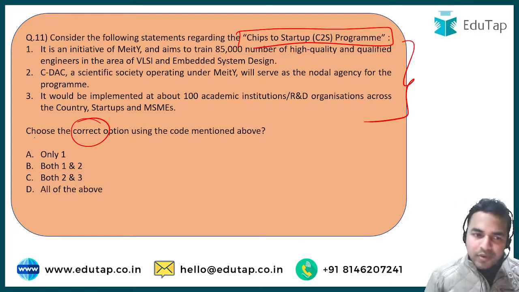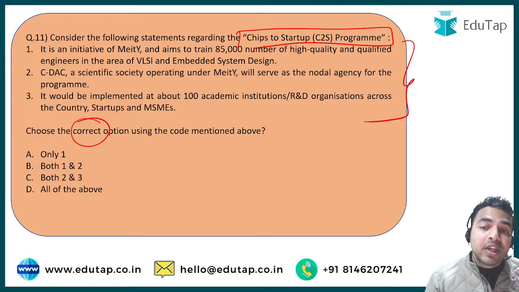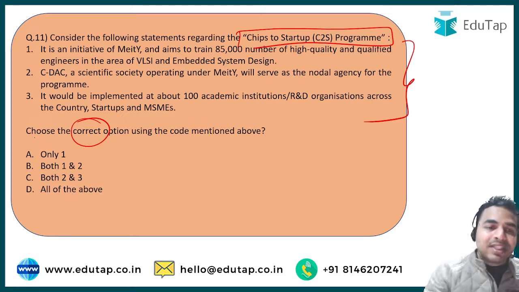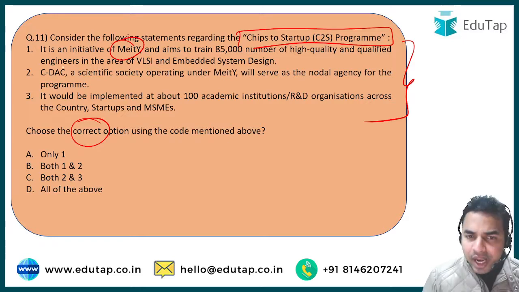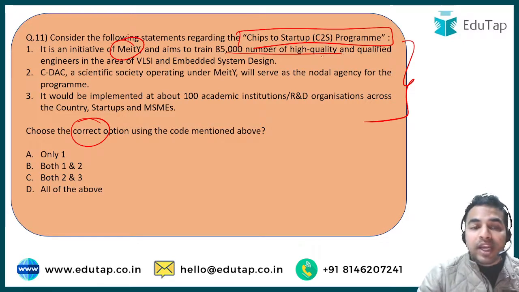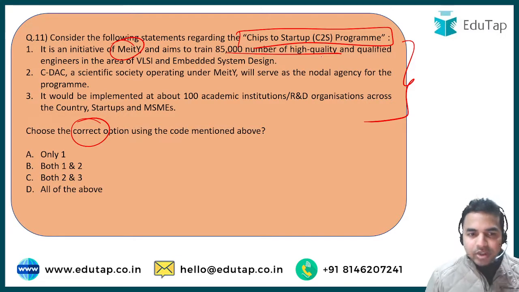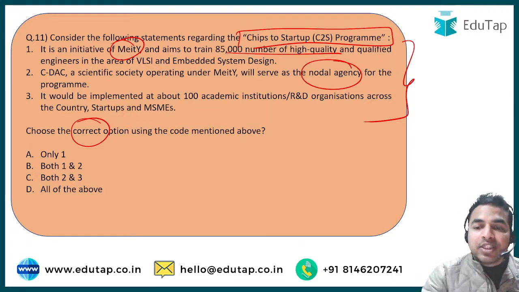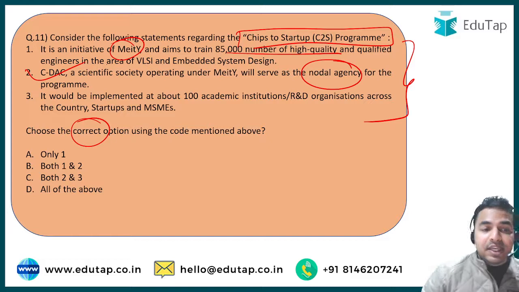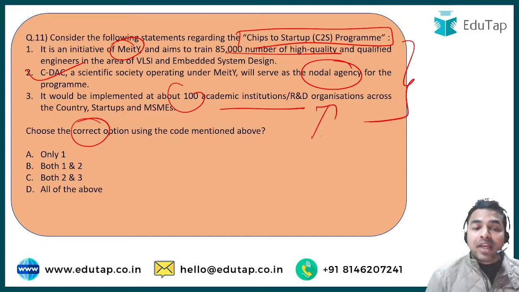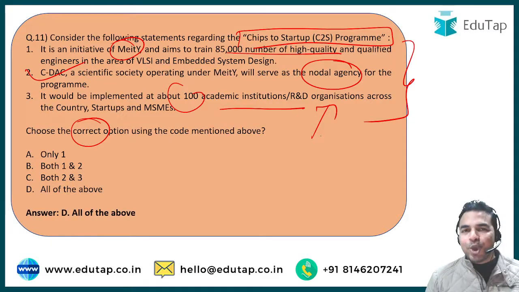When we talk about the very first statement in this question, it talks about the aim of this program and which body has released it. This program is an initiative of the Ministry of Electronics and Information Technology, and it aims to train 85,000 high quality and qualified engineers in the area of VLSI and embedded system design. The second statement talks about the nodal agency for this program, that is CDAC, and says it would be implemented at about 100 academic institutions, R&D organizations across the country, startups and MSMEs. The right answer to this question is option D, that is all of the above.